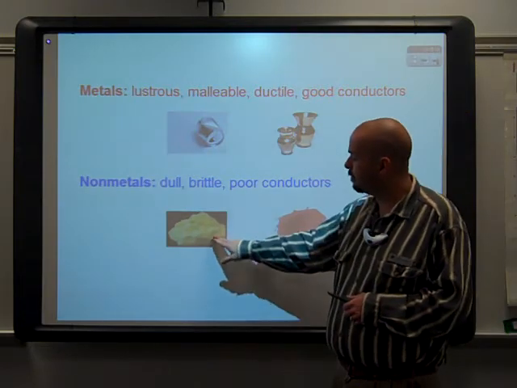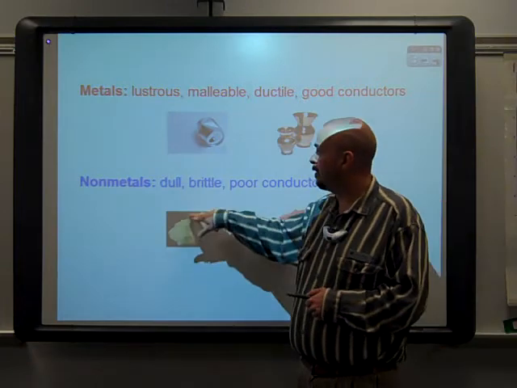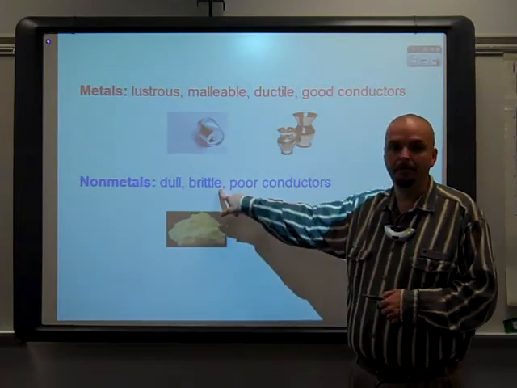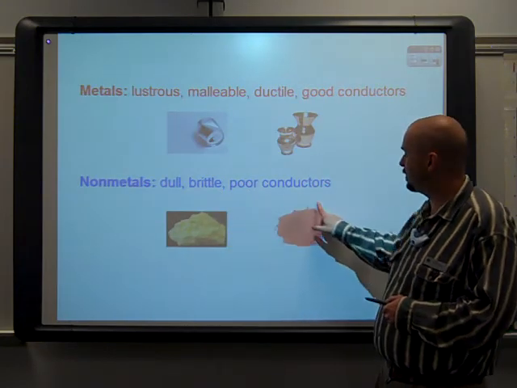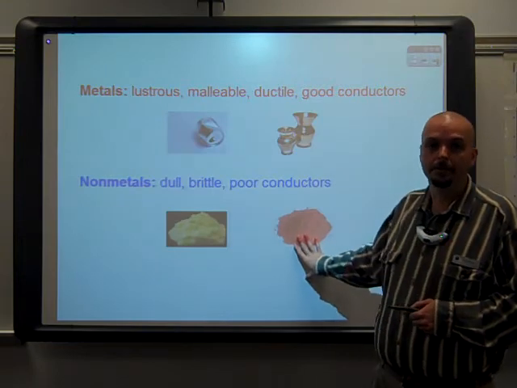And the pictures I have here are sulfur and red phosphorus. And you look at those, you can see they are dull compared to those metals. Brittle again means that when you hit them, they turn into powders, as you can see here with the red phosphorus. Very much the opposite of the metals.